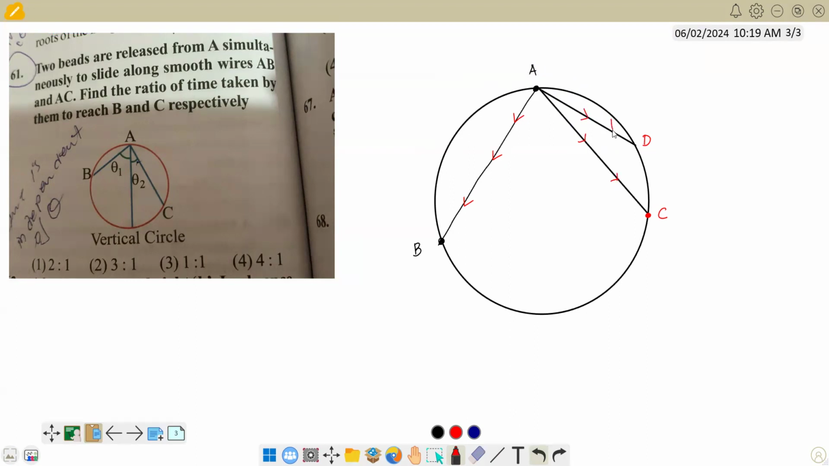So in these cases, the time required is equal for all such cases. We have just proved it. So the answer would be option 3, 1 is to 1.